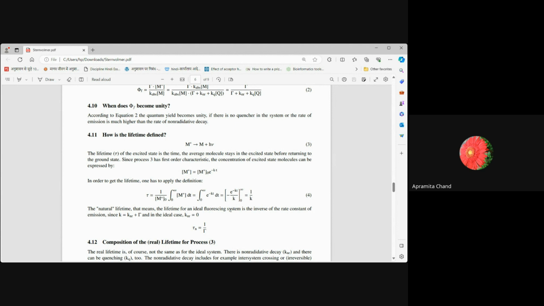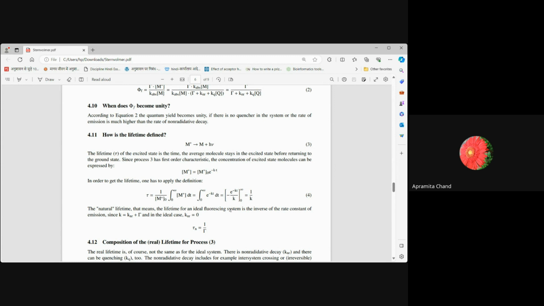Now, to get the lifetime, one has to apply the definition. So tau is equal to 1 by M*_0, integral from 0 to infinity of M* dt, and that is equal to the integral from 0 to infinity of e^(-kt) dt. Ultimately, we get 1 by k, where k is a rate constant. So the natural lifetime, the lifetime for an ideal fluorescing system, is the inverse of the rate constant of emission.